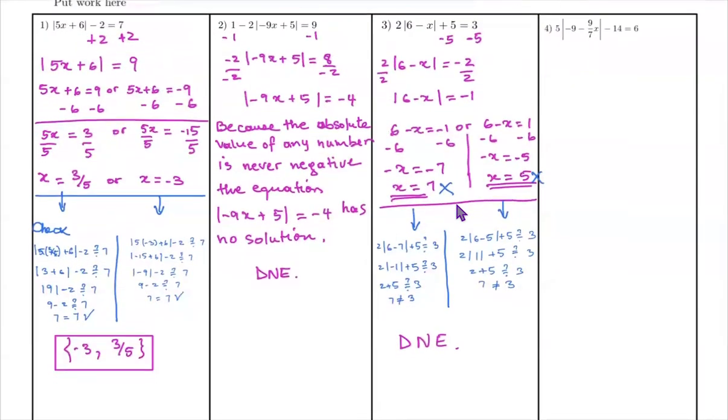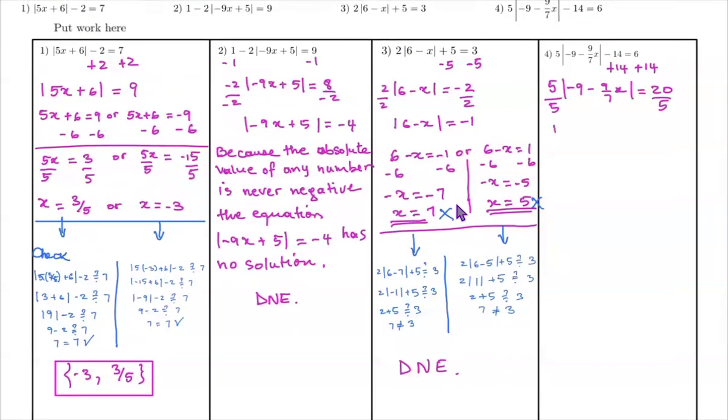Now let's go with the next and last example for absolute value equations. We can add 14 on both sides. That's 5 absolute value of -9 minus 9 over 7x equals 20. Then if we divide by 5, we will get absolute value of -9 minus 9 over 7x equals 4.